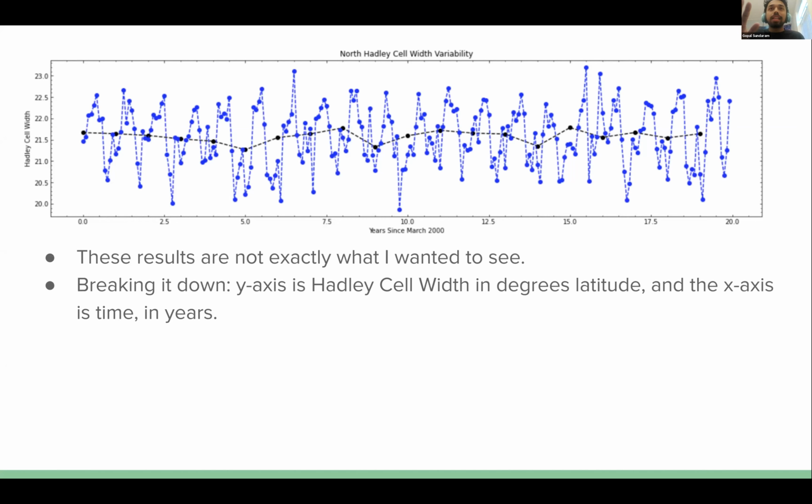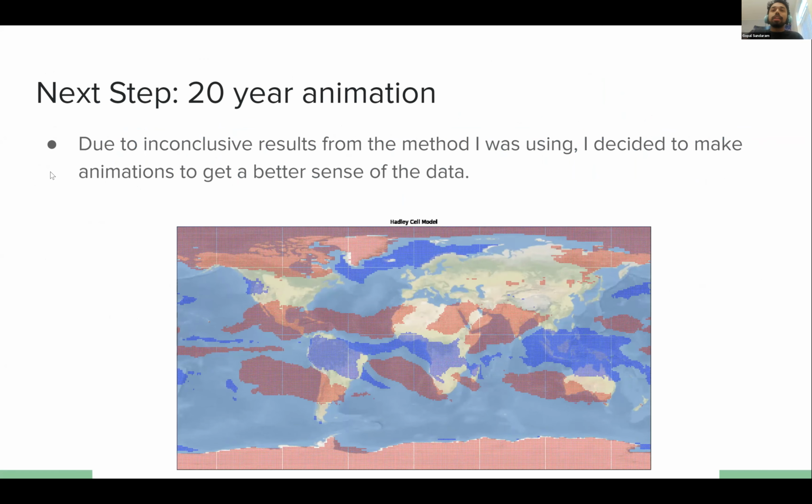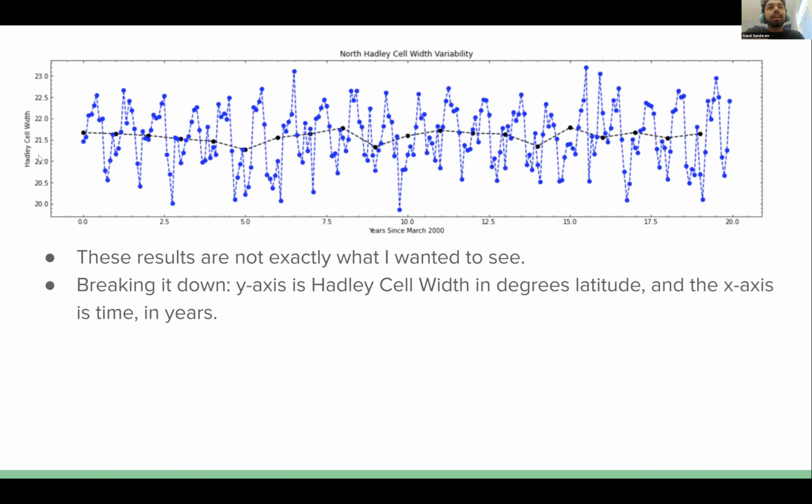Now, what does this graph exactly mean? On the x-axis, we have a time axis going from March of 2000 to March of 2020. On the y-axis, we have the Hadley cell width. We see that around 20 to 23 degrees is about where we're seeing this north Hadley cell. I only did the north one because I said, okay, there's something that I'm missing here. The blue points represent the data month by month, and the black curve here is over the year.